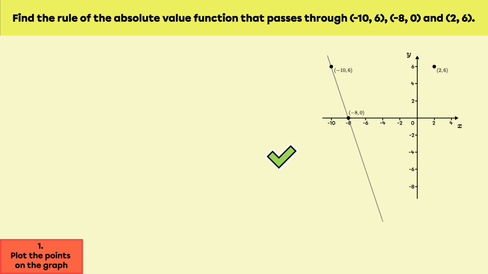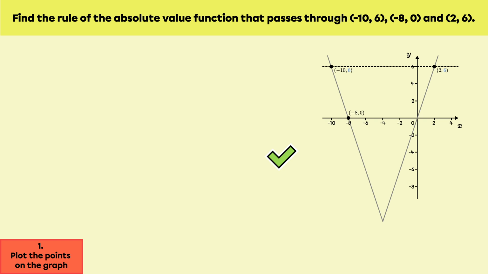Furthermore, you can deduce that points (-10, 6) and (-8, 0) are located on the same branch, and so the vertex must be lower than point (-8, 0). You can also see that points (-10, 6) and (2, 6) are at the same height on the Cartesian plane. This is normal, since they have the same y-coordinate.